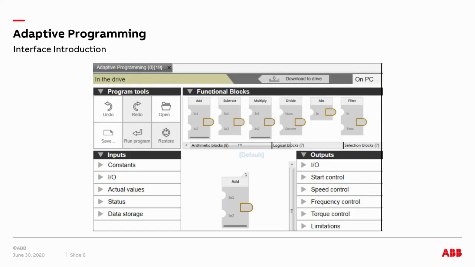Once we get into adaptive programming, we'll see an interface something like this. This is a shrunken down version, so it can be seen on the screen. We'll talk a little bit more about each one of these sections in a few minutes, but I'm going to highlight a couple of the areas, and then we'll talk about those in more depth a little bit later. First, the program tools.